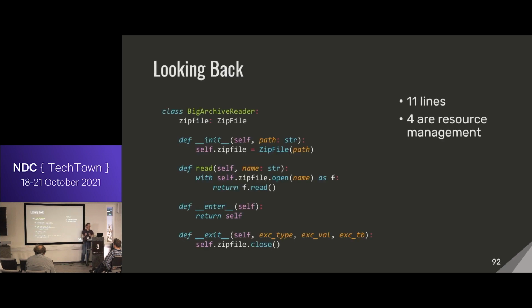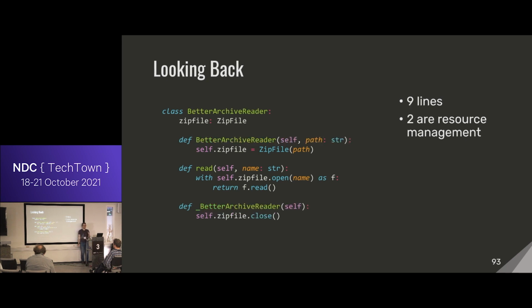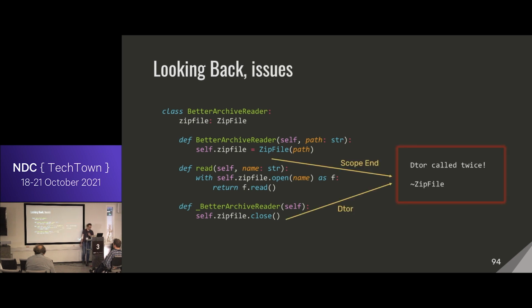So let's look back to where we started. We had 11 lines of code, 4 of them were resource management. Now we have 9 lines of code and 2 of them are resource management. I think that's already better. But we have an issue. The destructor is currently called twice.